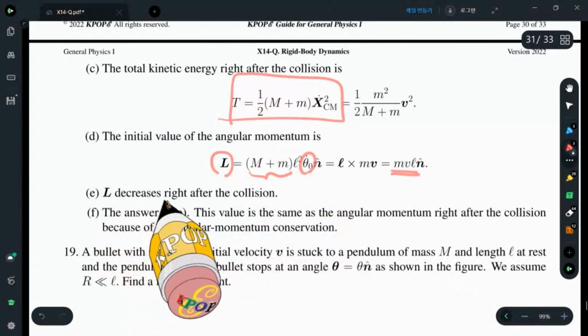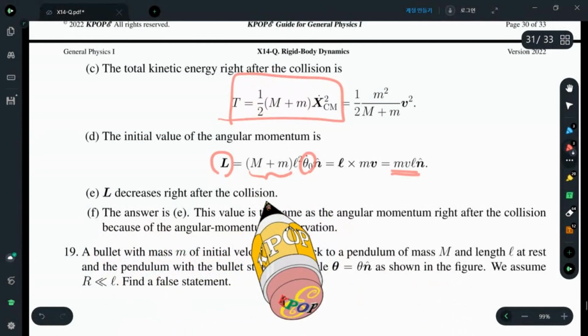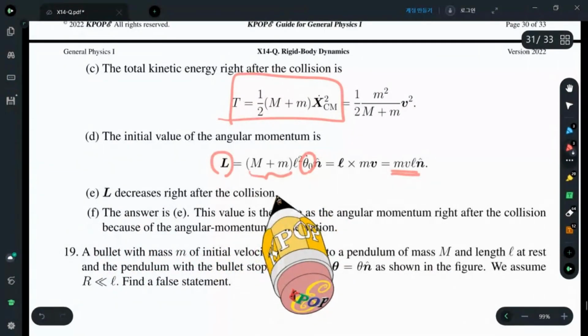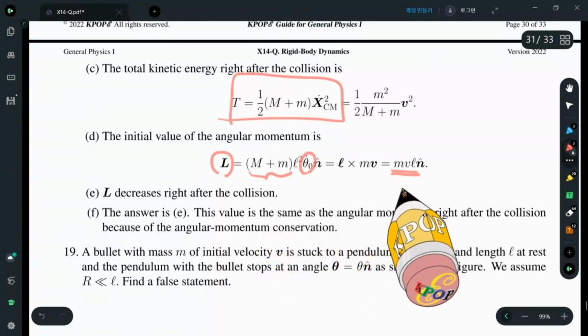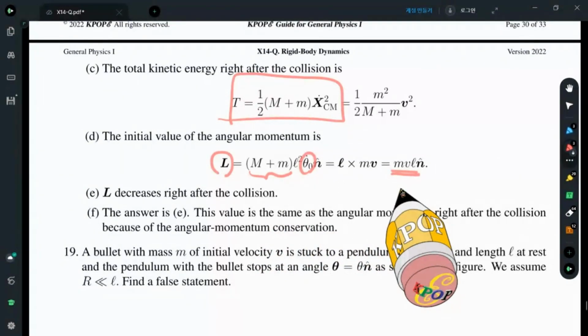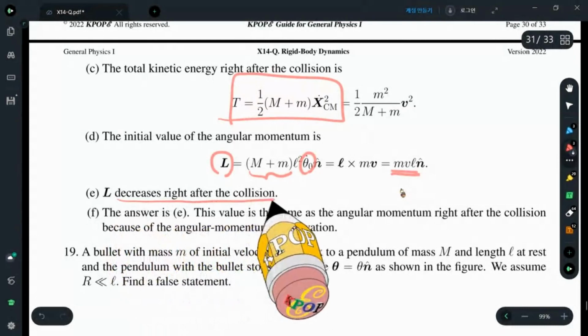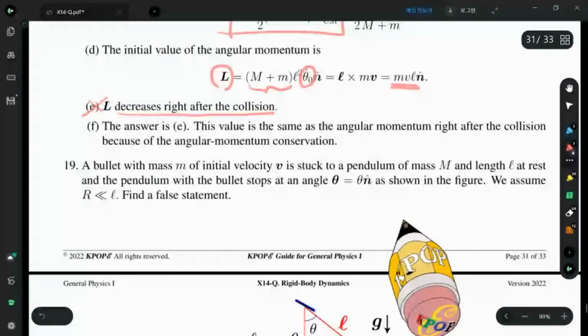Okay, angular momentum decreases right after the collision. You know, the angular momentum, even though energy may be lost due to the friction, the internal torque does not contribute to the change in the angular momentum. That is the linear momentum conservation and angular momentum conservation in a system of particles. Because there is no external force, the total linear momentum and total angular momentum must be conserved. Decreases right after collision, that's wrong. 19.